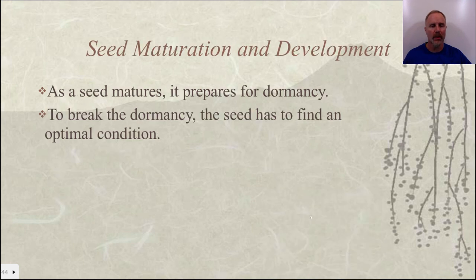Okay, so now with seed maturation and development, as this seed starts to mature, what it's doing is it's preparing for dormancy. It's drying out, like we just said. But once it breaks dormancy, in order to do so, it's got to find an optimal condition, and that's where it's going to be warm soil. It's going to have plenty of moisture, things like that.